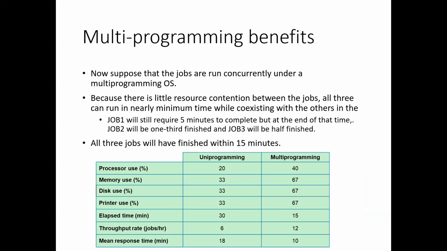Job 1 still requires 5 minutes, but at the end of that time, job 2 will be 1/3 finished and job 3 will be half finished. And so all jobs can finish up within 15 or 20 minutes. And in fact, this example data shows that they all finish up within 15 minutes, and the throughput is twice as high. The mean response time is nearly 1/2, and we're making much better use of the memory, the disk, and the printer.